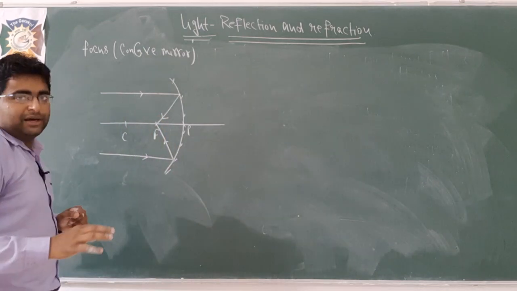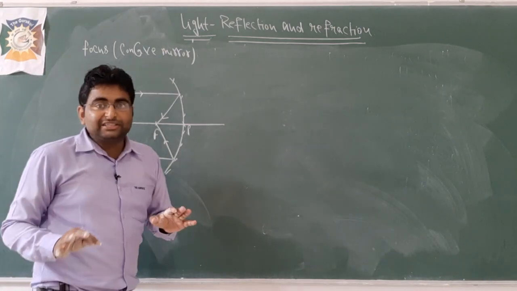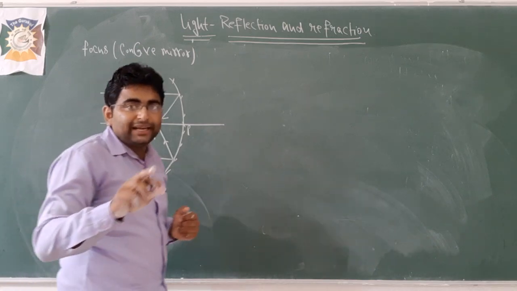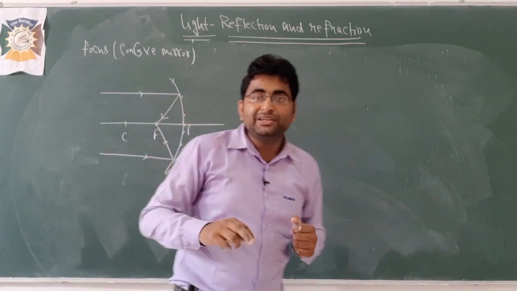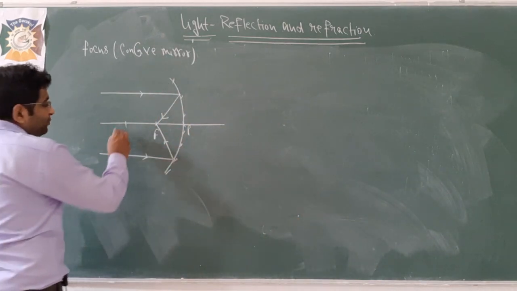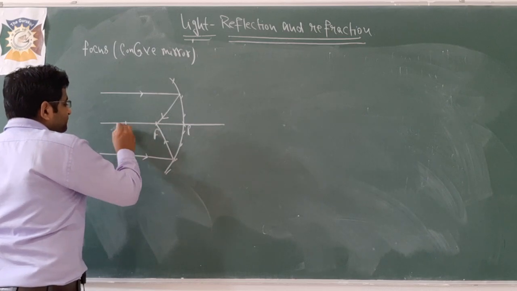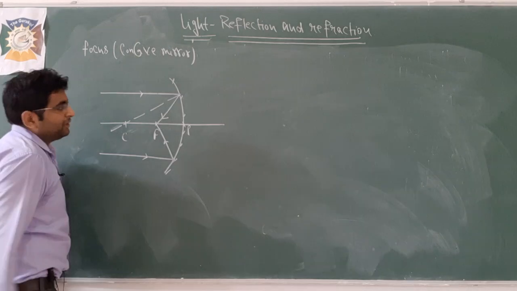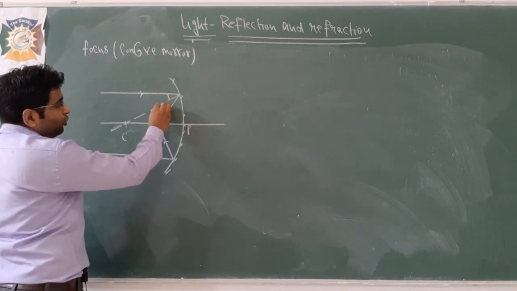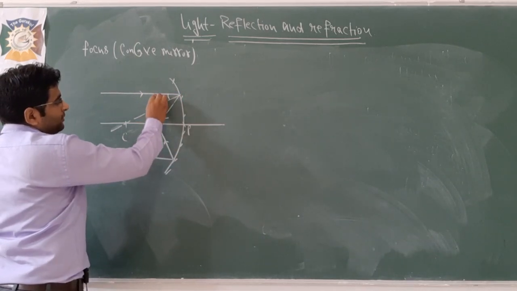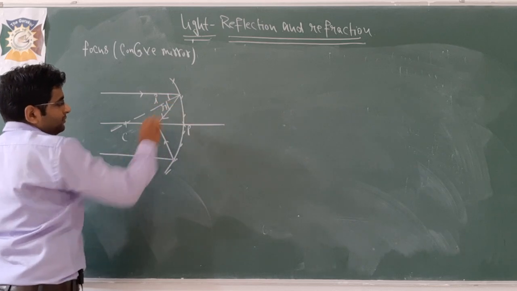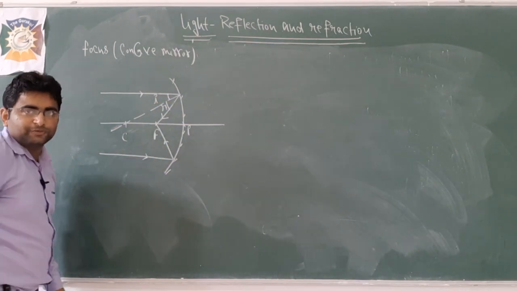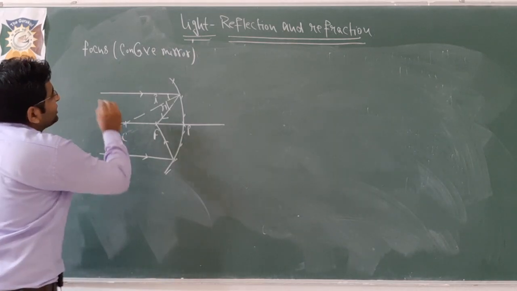Clear? Okay beta, if I ask you to draw angle I and angle R in this case, then for drawing angle I and angle R you need the normal. Beta, regarding the normal, I have already told you: the line passing through C and incident on the mirror. So beta, this line is the normal, this is the incident ray, this angle is I and this is R. Clear? In the same way you can draw in this case also. Clear? So we have the focus in the case of concave mirror.